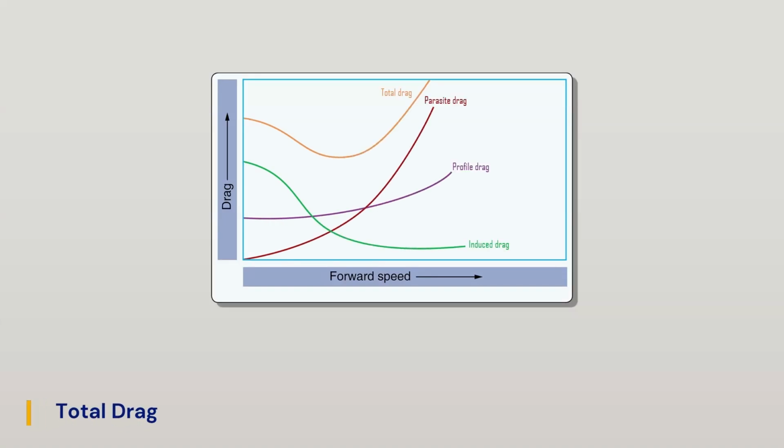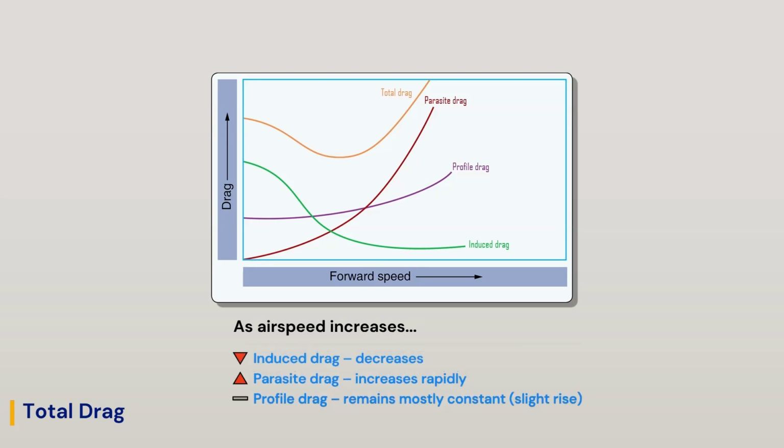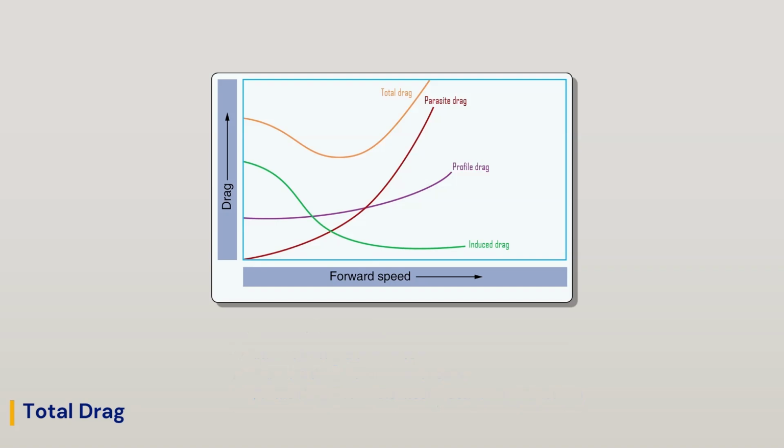Total drag in a helicopter is the combined effect of all three drag types: profile, induced, and parasite drag. As the helicopter picks up speed, induced drag begins to decrease, parasite drag rises sharply, and profile drag stays mostly constant, with only a slight increase at higher speeds. When we combine all these forces, we get a total drag curve.